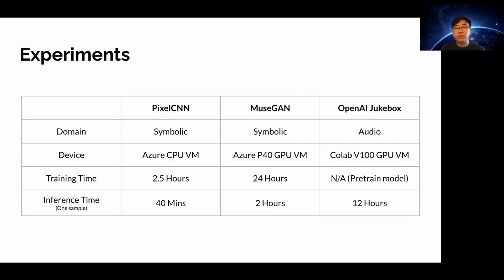Here are the details of the 3 models we experimented with. You can see that these models are more complex than the other and require more computational resources. The relatively simple PixelCNN only requires a CPU, but the remaining 2 require GPUs to run. PixelCNN training took 2.5 hours, while MuseGAN training took nearly 24 hours. Although OpenAI Jukebox does not provide information on training time, we believe that the training takes several days and requires a multiple GPU setup. In the inference process of generating a music sample, we can also see that as the model becomes more complex, it takes more time to generate.